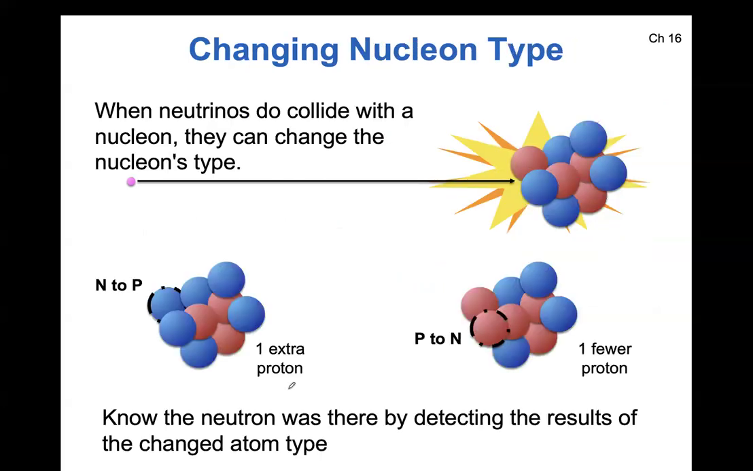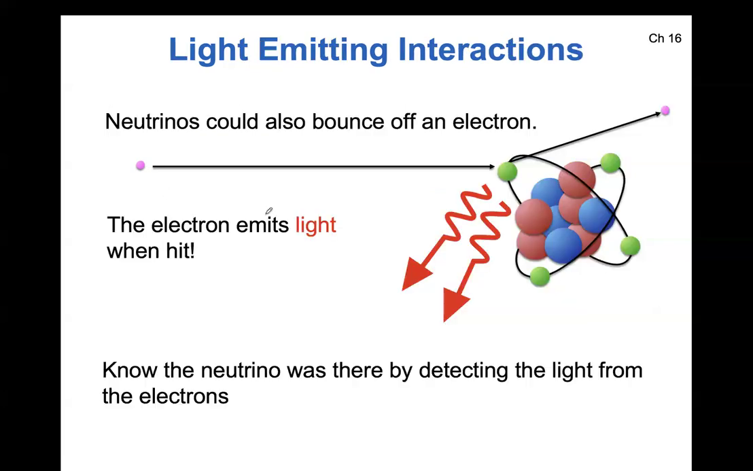Oh yeah, and this I can see. This meant to say, no, the neutrino was there, not neutron. Neutrino, easy typo since the words are similar, but no, the neutrino was there by detecting the results. Okay, that's the idea. And here you can detect the emitted light.